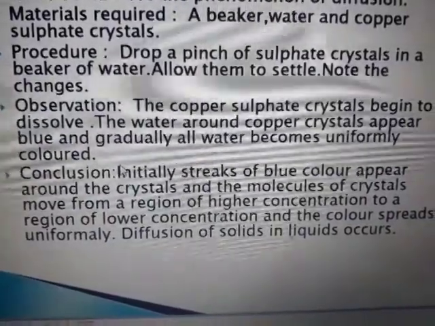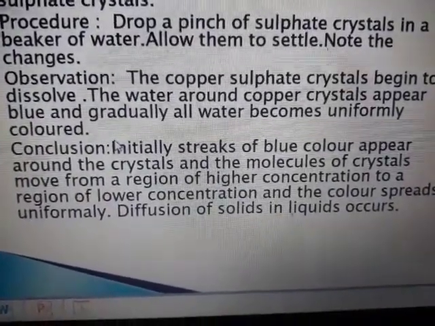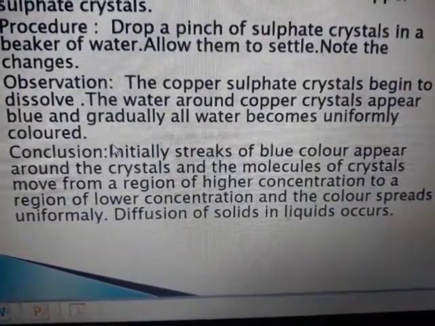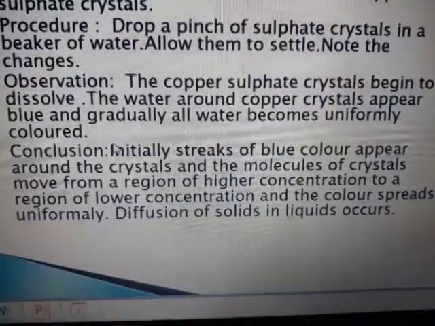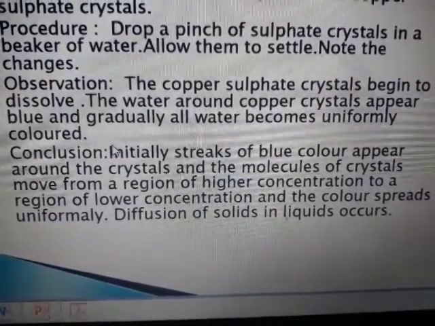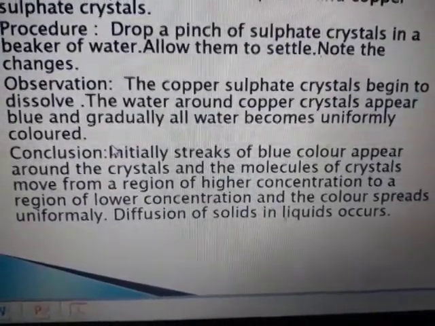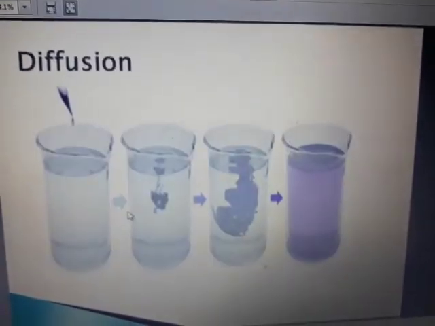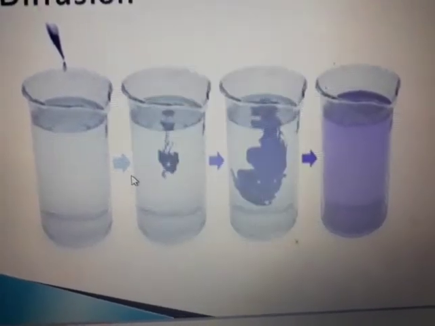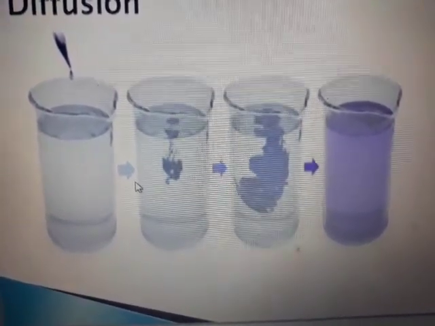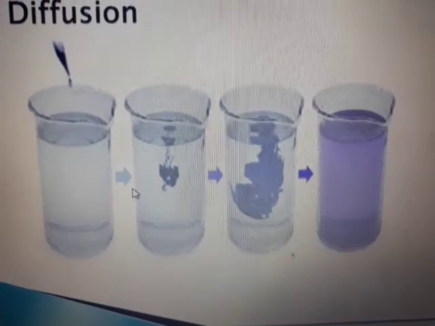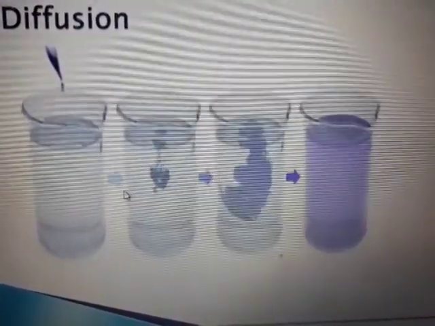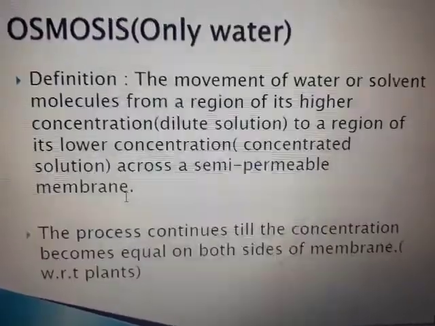Blue, that is. So the conclusion is, initially streaks of blue color appear around the crystals, and the molecules of the crystals move from a region of higher concentration, and will keep on dispersing to where there is very low concentration, till the color spreads all around. Okay, so this is a small experiment to study the process of diffusion. See, this is how it looks in the beakers over here: a few copper crystals, then the molecules move from higher concentration to all the other parts of the glass, and then the beaker is full of blue color.